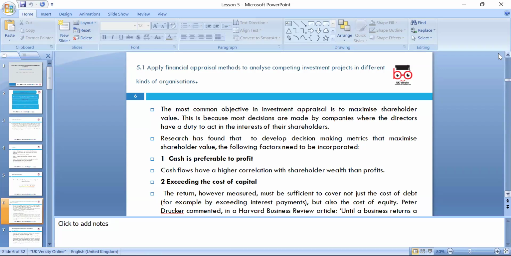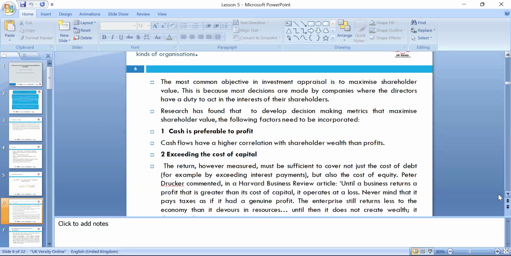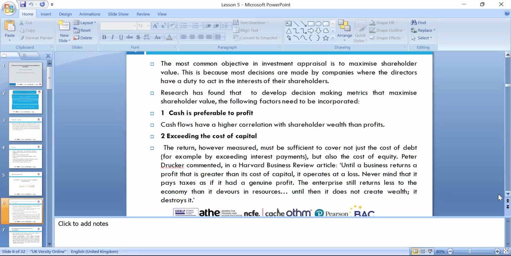The second factor is exceeding the cost of capital. What is the cost of capital? If you borrow money, what does it cost you? If you borrow money and invest it, your return should be greater than the cost of borrowing, and greater than the time value of money, so we can be better off.